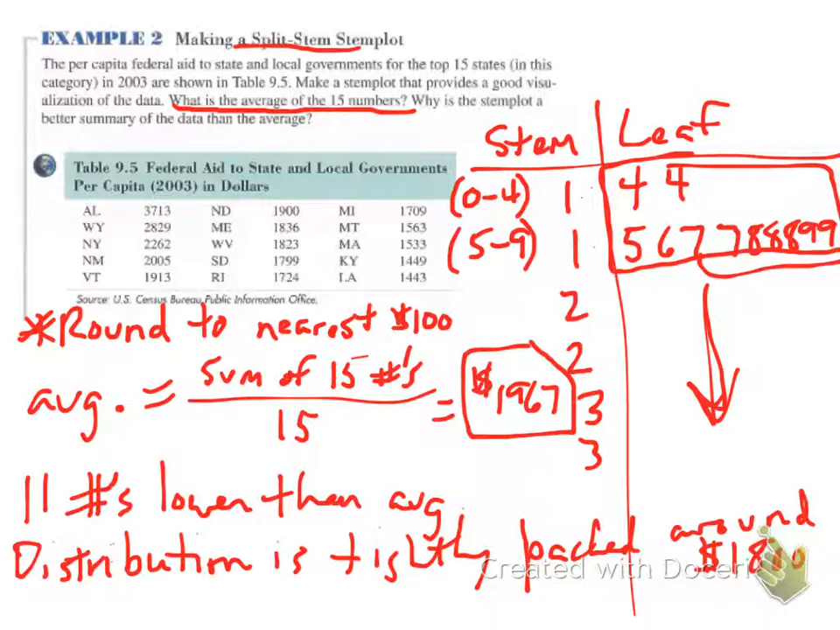Now, obviously, an outlier is a number that doesn't really fit in with the rest of the data. Well, Alabama is an outlier because Alabama's total is pretty significantly bigger than everyone else. So it kind of stands out by itself. So that's one way to kind of analyze one of these stem plots, okay?